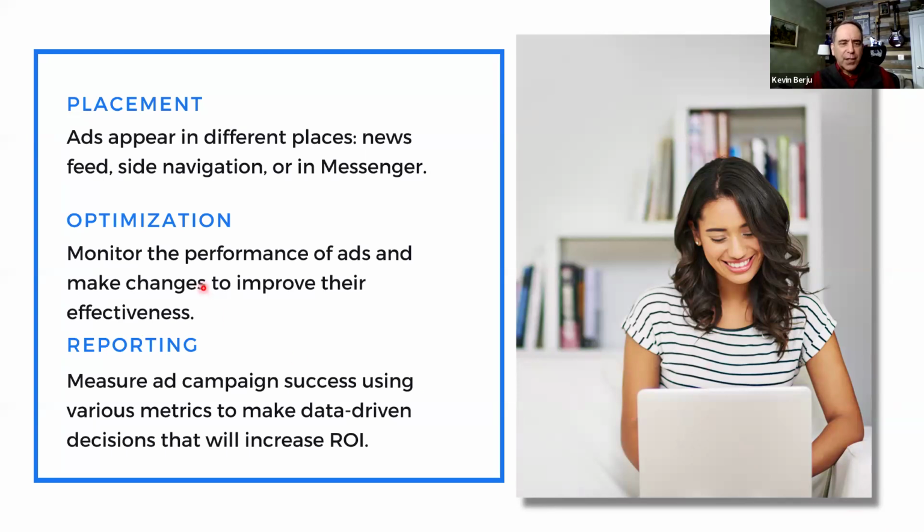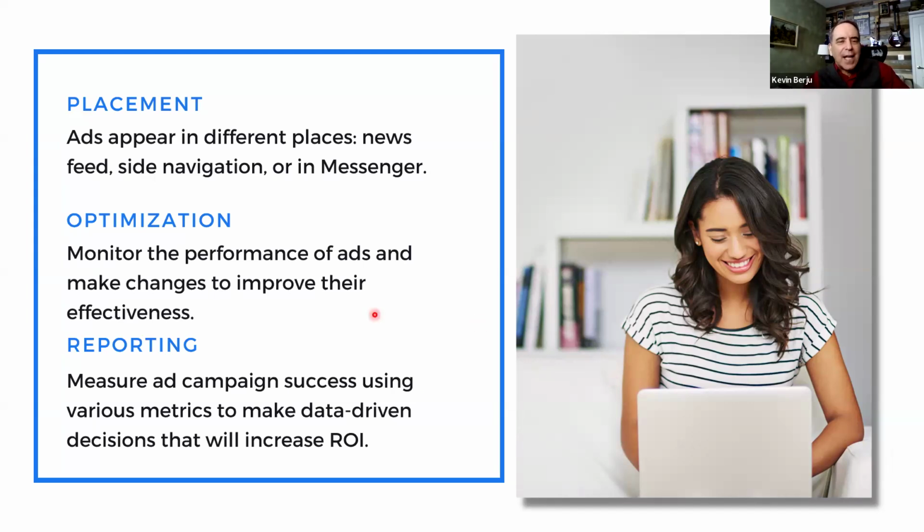Okay, ad optimization here. Advertisers can monitor the performance of their ads and make changes so that you can improve your ads as you go through time and get better effectiveness with it. They can adjust targeting, the ad copy, the videos, the pictures, whatever you need to optimize your campaign and get better results. You can change it throughout time.